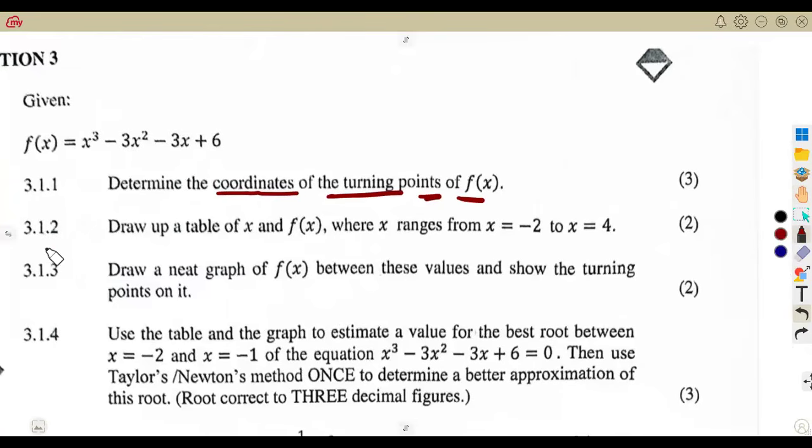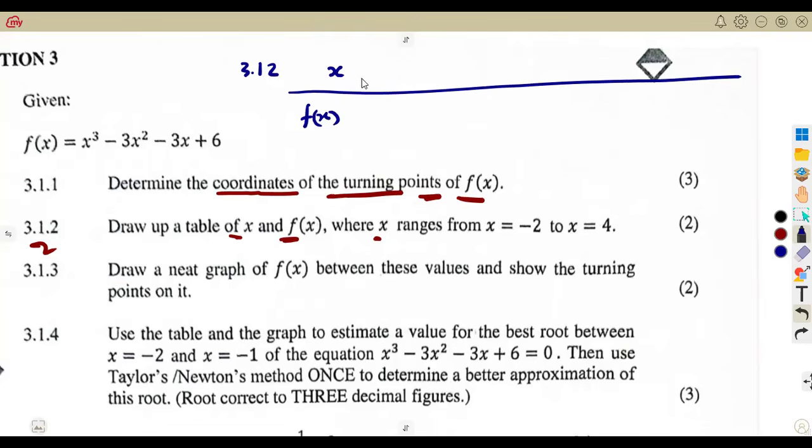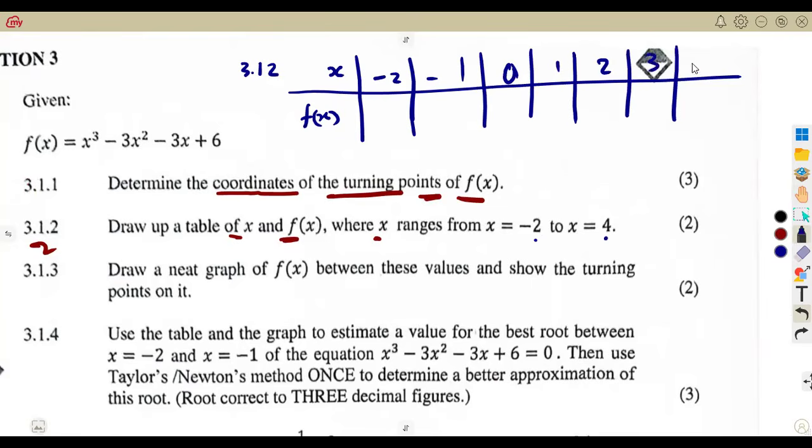Then 3.12, they want you to draw up the table of x and f of x, the values of x and f of x, where x ranges from -2 to 4. So from this part of f of x, it was just to substitute here. You're not going to waste much time. Your f of x simply represents the values of y that you have when you take -2 to 4 as your x values. So starting from -2, we move on taking all numbers: that's -1, that's 0, up to 4. 1, 2, 3, up to 4. So this is what you're simply going to do, substitute.